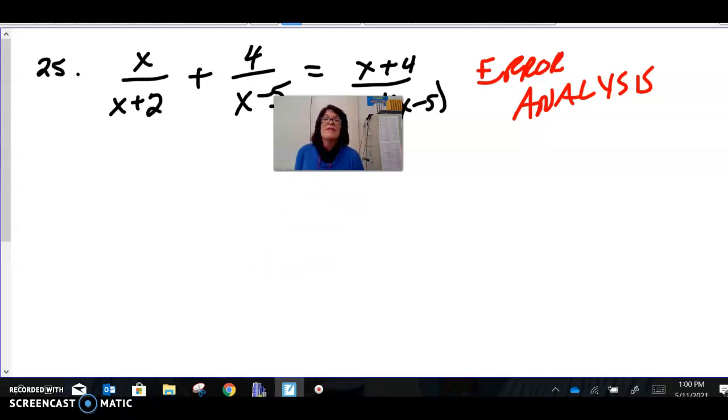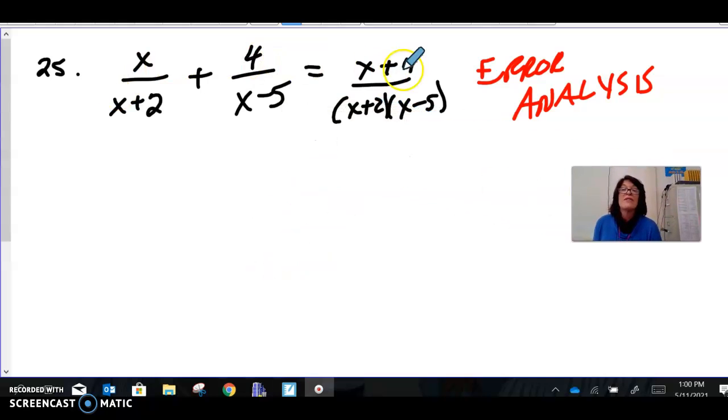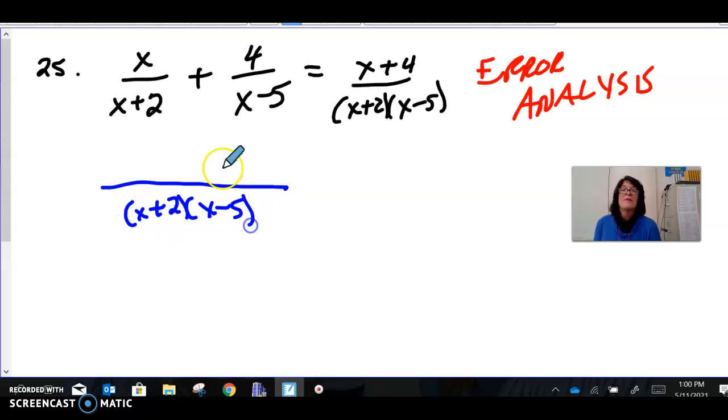Number 25 was an error analysis. They have this solved and they're asking you what happened. What's wrong with this? Okay, they got the right common denominator. I'll agree with their common denominator, don't you? X plus 2, x minus 5, that's the common denominator, but then we can't just write x plus 4. I have to multiply this times what is needed to make the new common denominator.